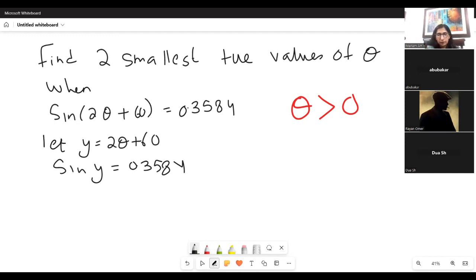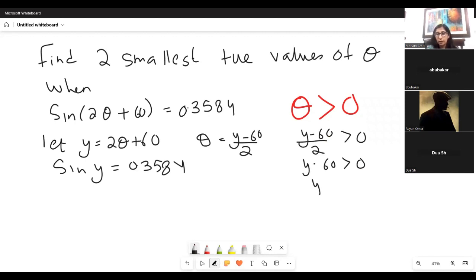Now, the inequality needs to be in form of y as well. So I'm going to make theta the subject there. Theta would be y minus 60 upon 2. So replace theta with this. So we get y minus 60 is greater than 0, and y is greater than 60. So you will be finding two values of y that would be greater than 60. Whichever are the two smallest values of y bigger than 60, those would be your two answers of y, and then you change y into theta.